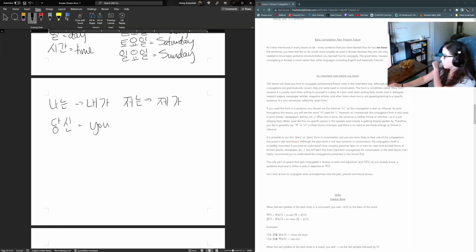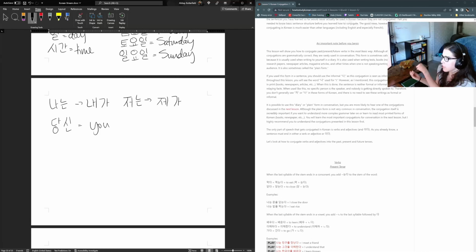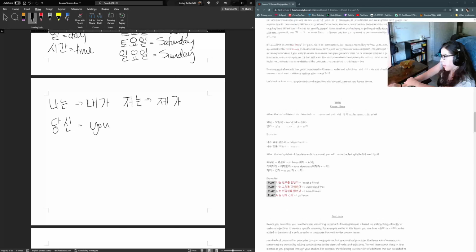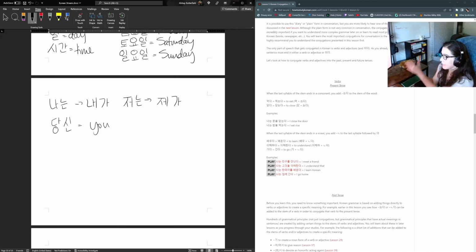Moving on. The only parts of speech that get conjugated in Korean are verbs and adjectives, and ida. As you already know, a sentence must either end in a verb, adjective, or ida. Let's look at how to conjugate each verb and adjective in the past, present, and future tense. Okay, I'm so excited. All right. So, verbs, present tense. When the last syllable of the stem ends in a consonant, you add nunda to the stem of the word.